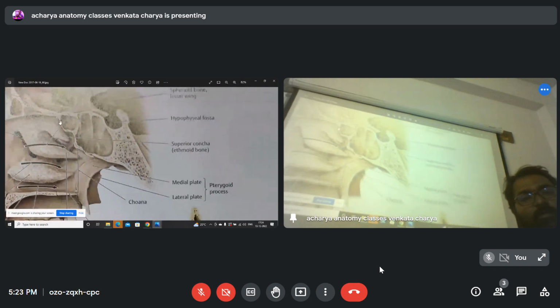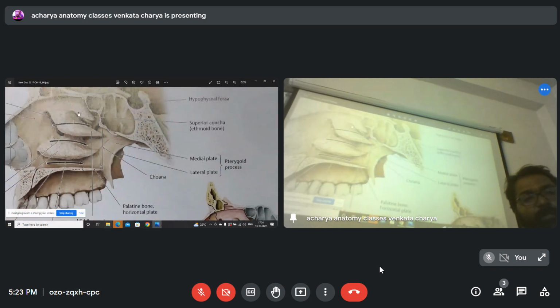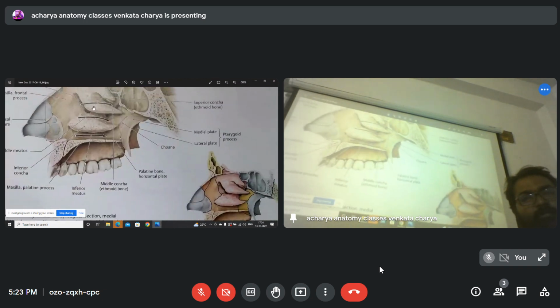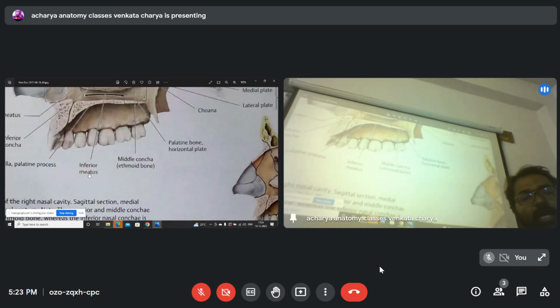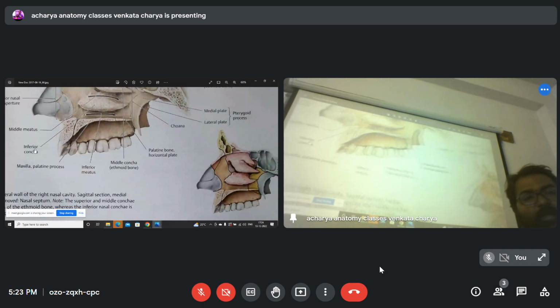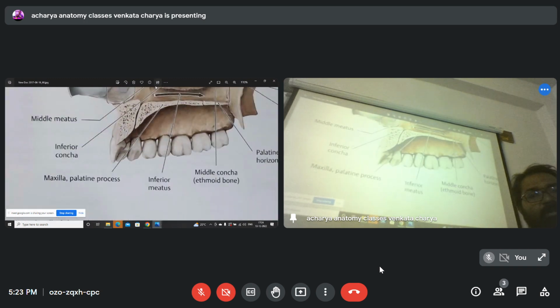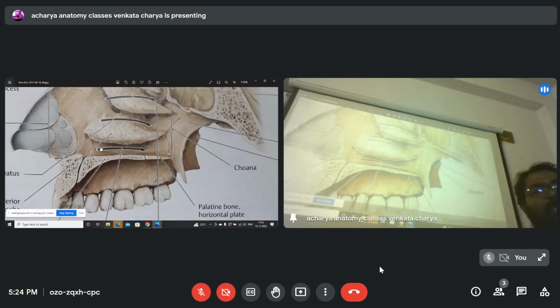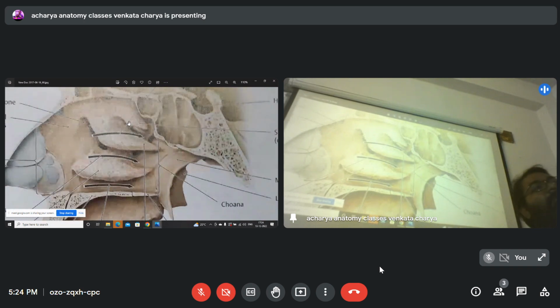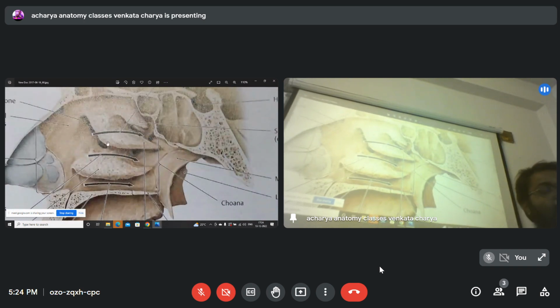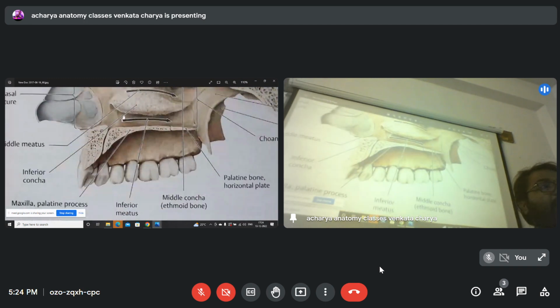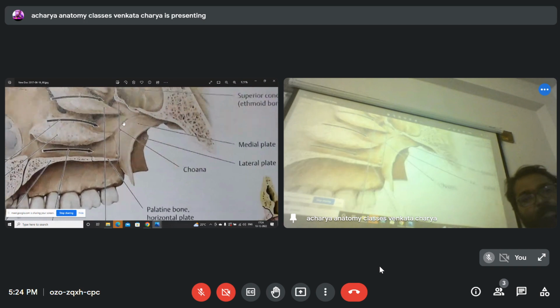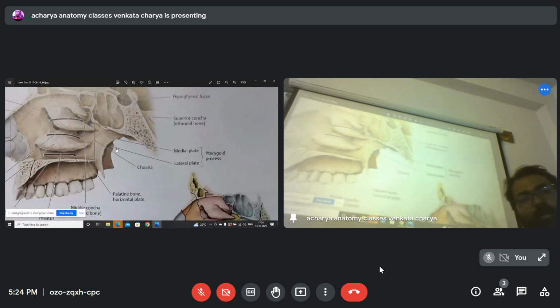Next, the ethmoid bone. Next, the inferior nasal concha. The superior nasal concha and middle nasal concha are part of the ethmoid, so we wrote them under ethmoid. The inferior nasal concha is a separate bone. Next, the medial pterygoid plate.